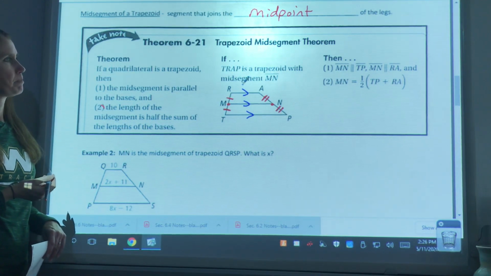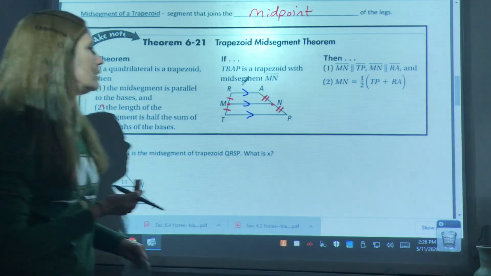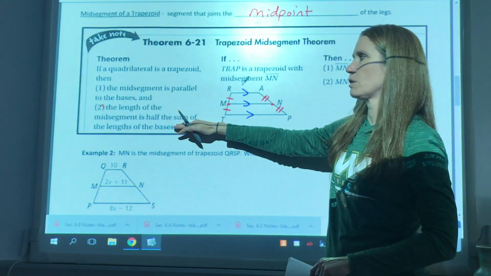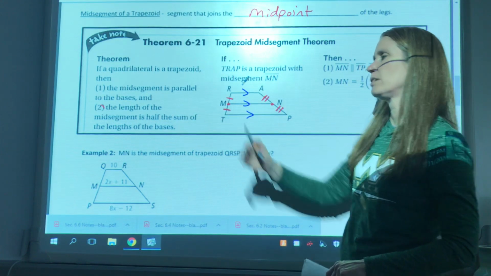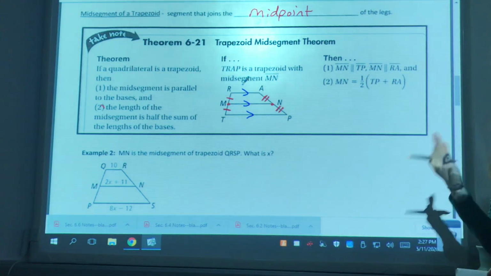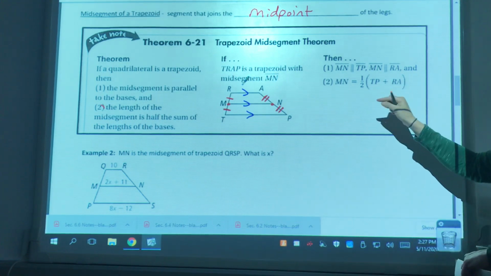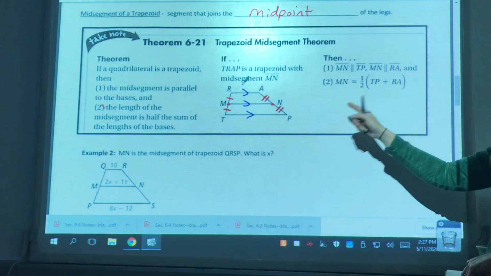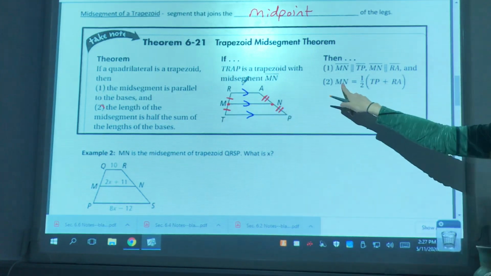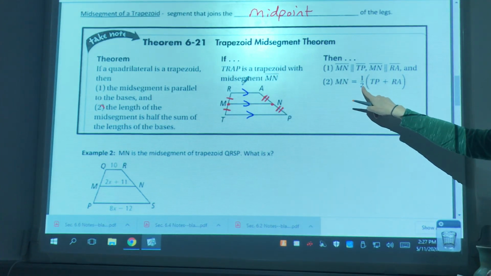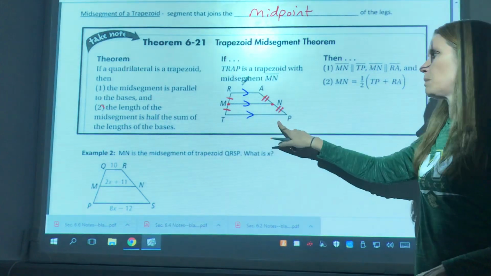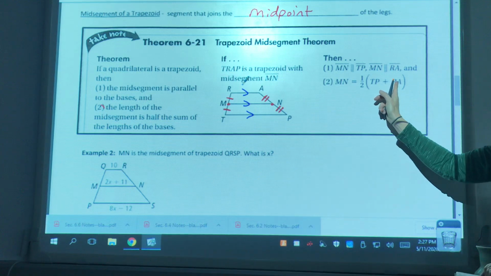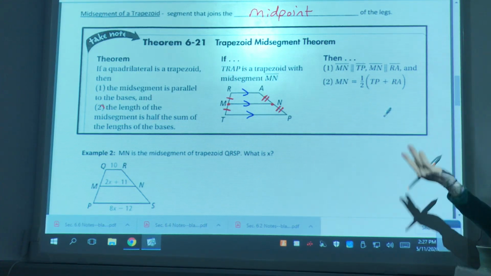And from there, it's giving us a little formula here. The length of the midsegment is half the sum of the lengths of the bases. Think of what sum means. It means add. So again, it's telling me that all three of those lines must be parallel to each other. And it's telling me MN, the midsegment, the middle piece, is equal to 1/2 of TP, this base, plus RA, this base. The sum of those, so add up the two bases and then halve it or divide by 2.